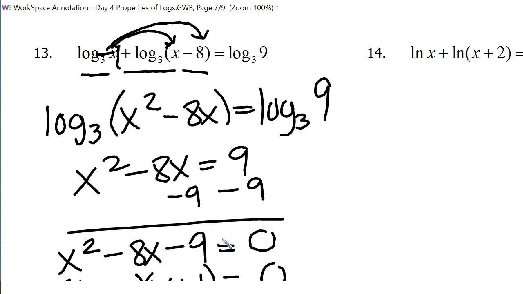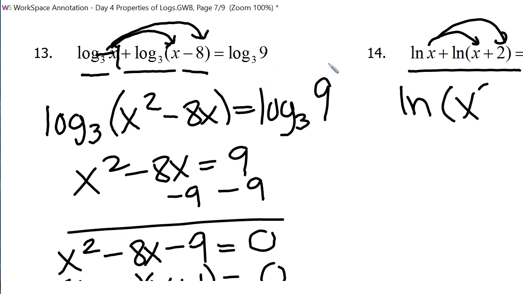And number 14. How is number 14 different? It's ln. Yeah, we're using natural log, but it's still logarithm, so same properties we've been using. So if you see more than one log on the same side, combine them together. So if you have addition, what operation do we change it to? Multiplication. So we need to distribute the x. So this would be natural log, and x times x is x squared, and x times 2, 2x. And that's equal to natural log of x plus 6. I want you to finish number 14.